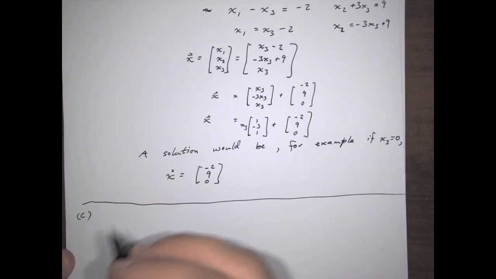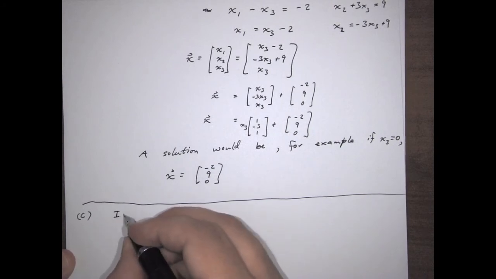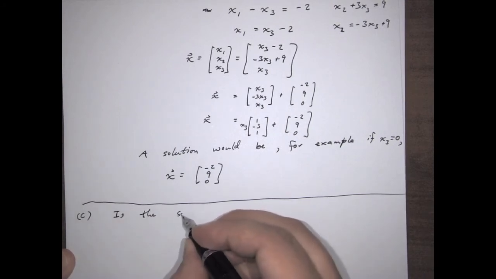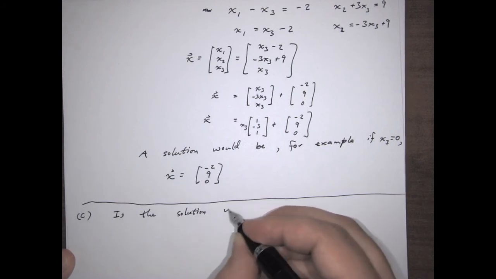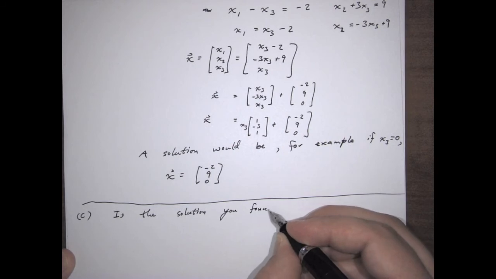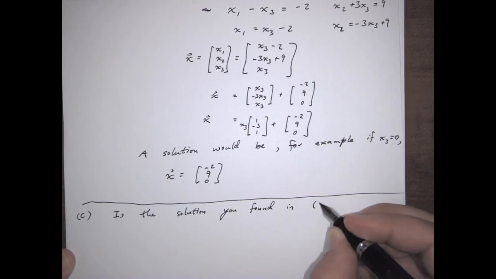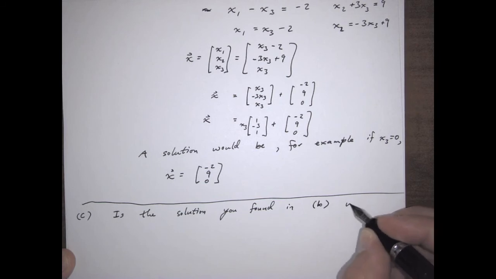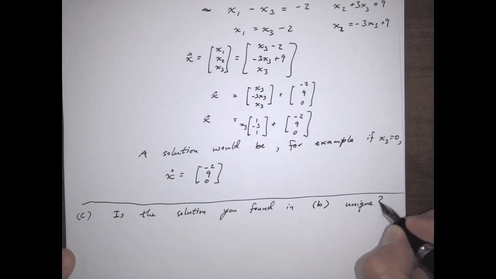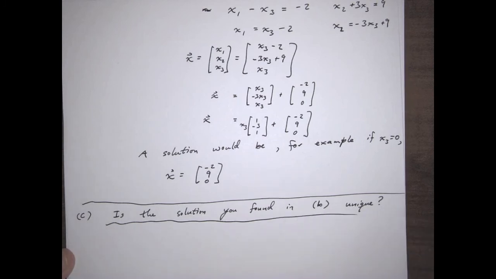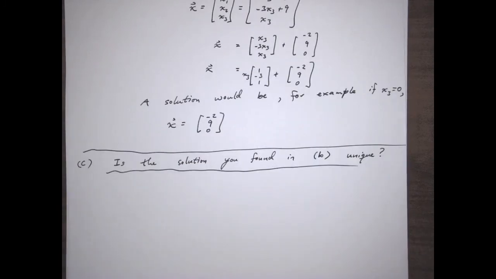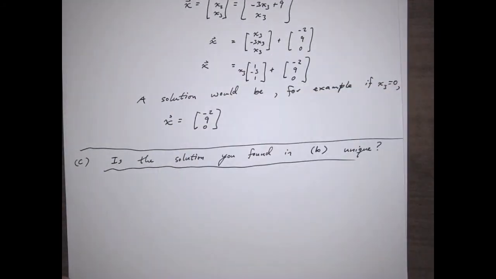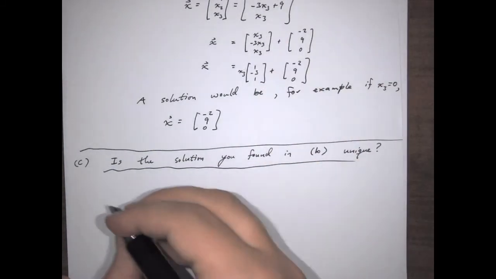And so as a follow-up, we could ask, is the solution found in part B unique? And the answer is absolutely not. There was a free variable. We have an infinite choice of what that x3 could be, and so what we have is actually a family of solutions, a one parameter family, one for every value. The parameter is the x3. So no.